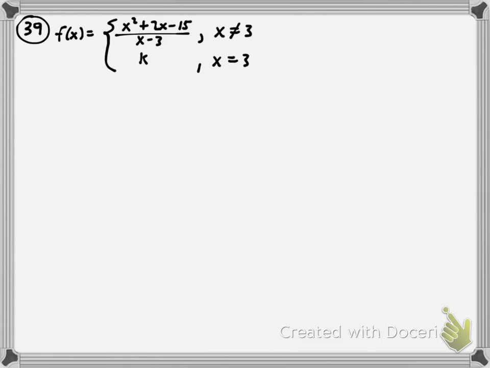Number 39, f of x, you can see, is this piecewise function. We want to figure out what value should be assigned to k so that the function is continuous. We had this on one of our last couple quizzes. We know that f is continuous when the limit exists. So let's find the limit as x approaches 3. So 3 is the connecting point. That's the key here. This function here is continuous for all values of x other than 3. And then this function here, this is just a constant assigned to this function when x is equal to 3.